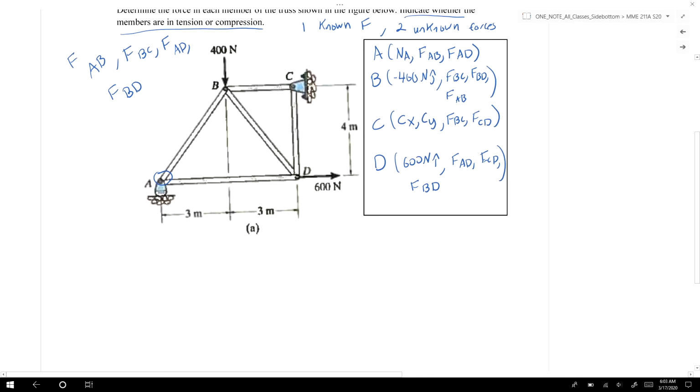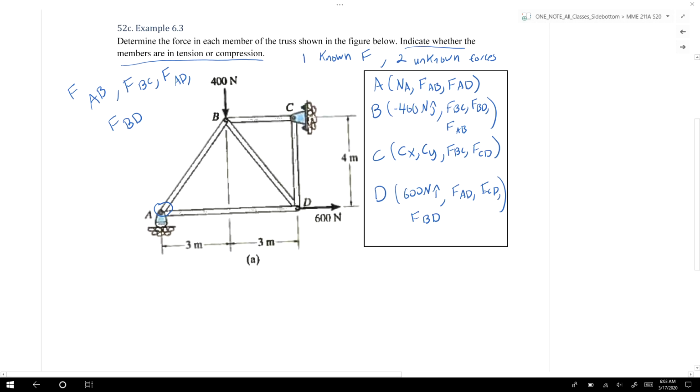All right. So since we have no case where we have at least one known force and two unknown forces, we need to solve for some of our support reactions. So what we're going to do first, because we have no joint that is under this condition, is solve for our reactions.